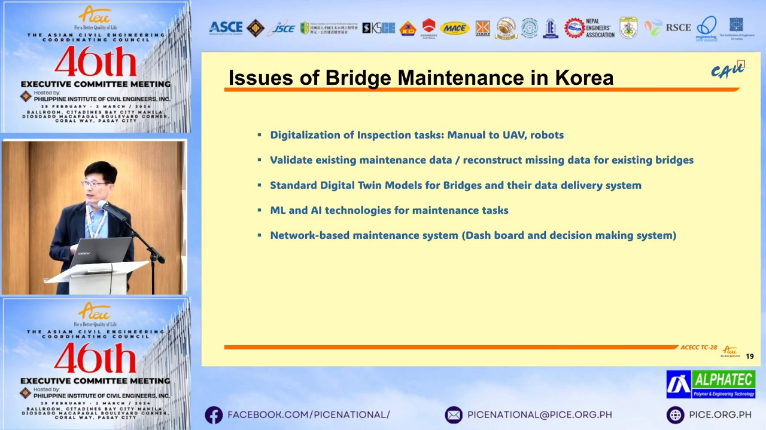And the standard model can be defined by the data delivery. Machine learning or AI technology can be useful when you have a collection of enough data by collaborating with each other. And eventually, we have to have a network-based maintenance system by connecting the monitoring and baseline models for the whole network of bridges. Okay, thank you.